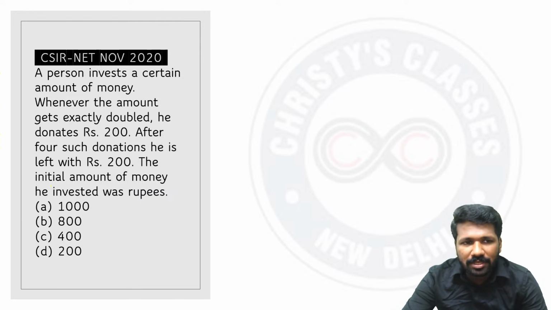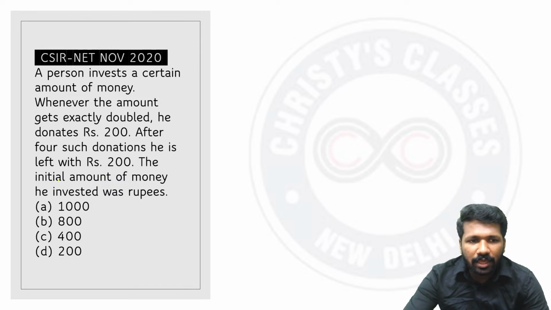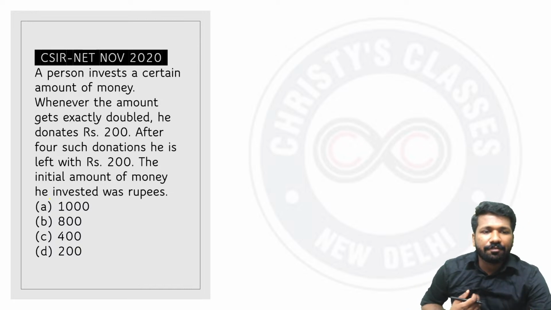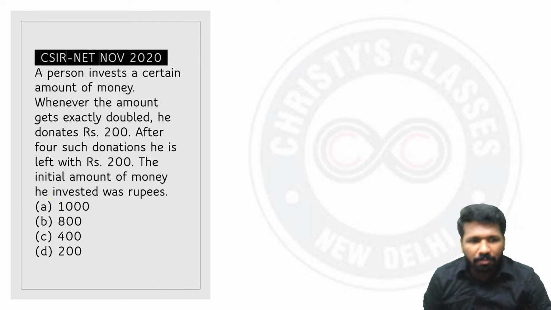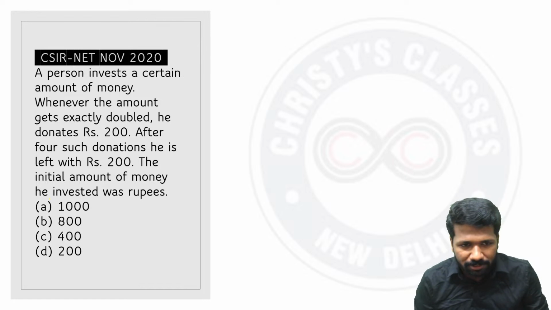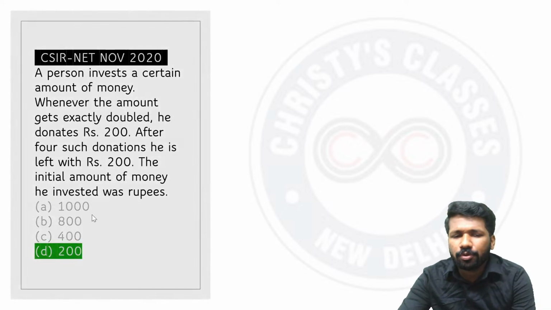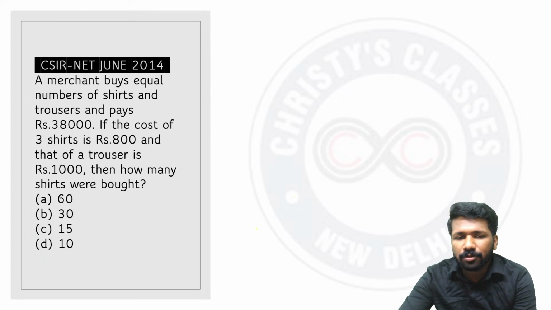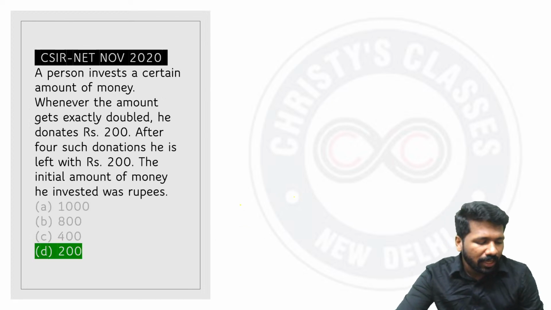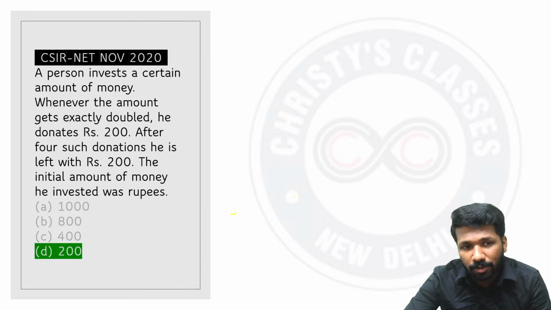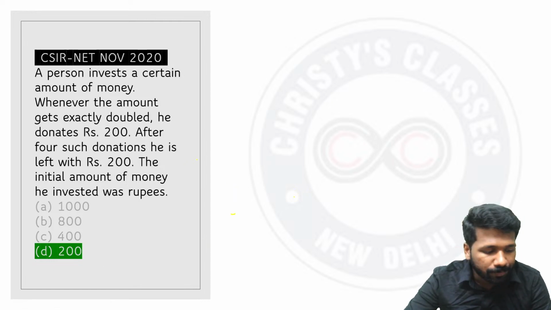A person invests a certain amount of money. Whenever the amount gets doubled, he donates rupees 200. After 4 such donations, he is left with rupees 200. The initial amount of money he invested was rupees what? You can do it with the direct method also, you can do it with the backward induction method also. 200 will be the correct answer. I will tell you how we can do it with the backward induction method also. We can do it with the direct method also. So first we will discuss the direct method.